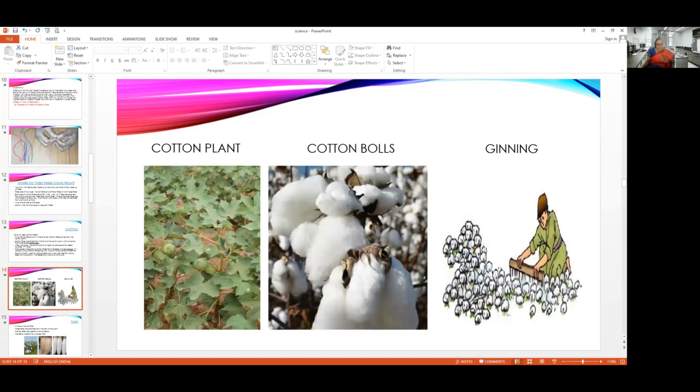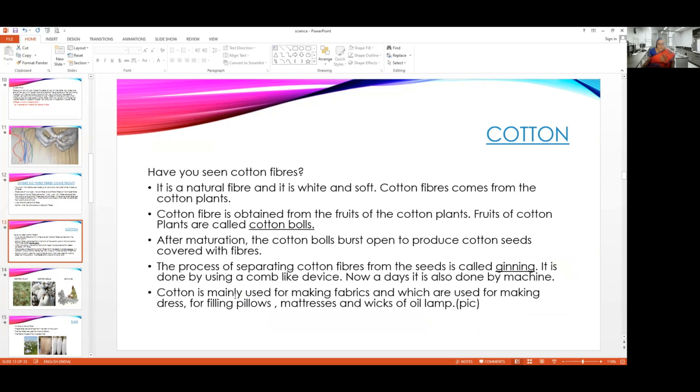See this picture here. The cotton is there, and inside it the cotton seed is present. The process of separating this cotton fiber from the seed is called ginning. This is the cotton plant. Once the seed matures, the cotton balls burst open, and the seed is removed from the cotton fiber. That process is called ginning. Next, cotton is mainly used for making fabrics for dresses, for filling pillows and mattresses, and wicks of oil lamps, etc.